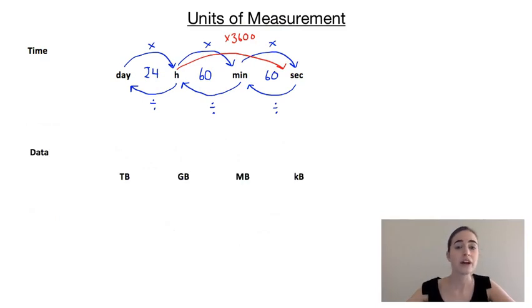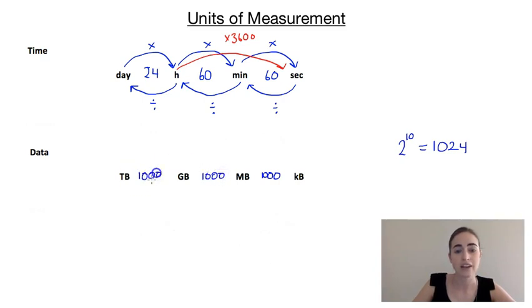All right, and the last one I want to have a look at is units of data. So units of data, we've got terabytes, gigabytes, megabytes, and kilobytes. Now, technically, the number of kilobytes in a megabyte, and in all of the others as well, is 2 to the power of 10, which is 1,024. But often, just to make it a little bit more convenient, we just say it's 1,000. So we're going to use 1,000 in all of these.